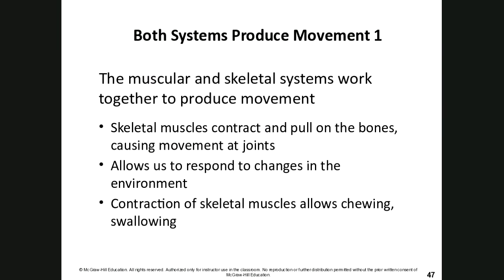So wrapping all of this up here, going back to the skeletal system, both the muscular system and the skeletal system work together in order to produce movement for the body. Skeletal muscles contract or pull on those bones, causing movement of the joints, and that allows us to respond to changes in the environment. Changes in the environment could be pulling your hand away from a hot stove or running from a bear. Contraction of skeletal muscles allows for chewing and swallowing, which are important for digestion.